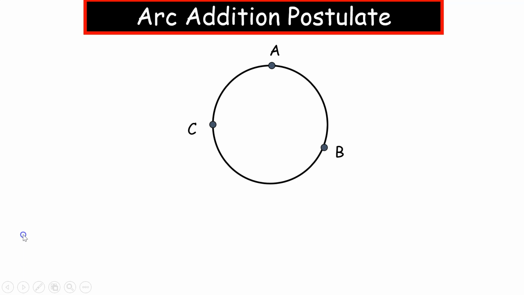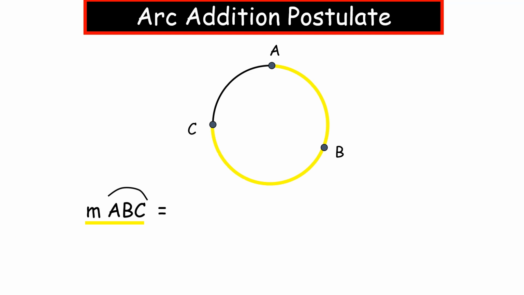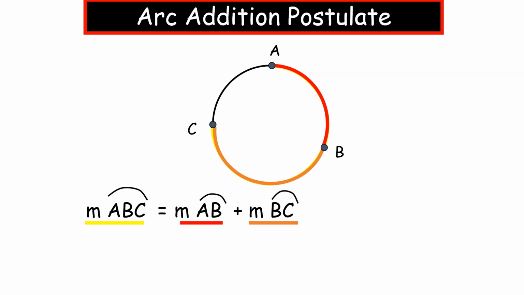Again, let's remind ourselves one more time about the Arc Addition Postulate. You have to get used to being able to add minor arcs to get larger major arcs. Here, the red minor arc AB, shown here, plus the minor arc BC, shown in orange, both added together would total the measure of major arc ABC.